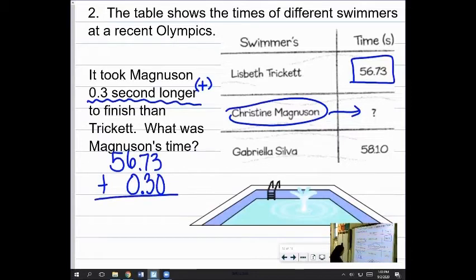Now, kids in the past had asked, do I have to put a 0 here? No, you do not. That is optional. If you like it, fine. It's not going to change the answer. It's still 0.3. Okay, so then add it now. That's a 3, 10, 7, 5. Bring down your decimal, and there you go. So what was Magnuson's time? It was 57 and 3/100 seconds, right? Because it is in seconds, so we can use an S for seconds.